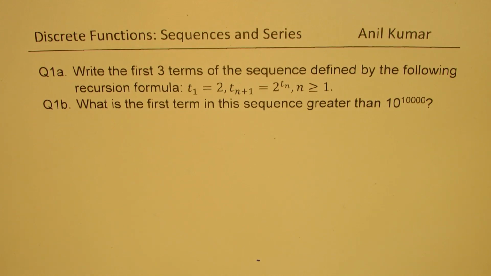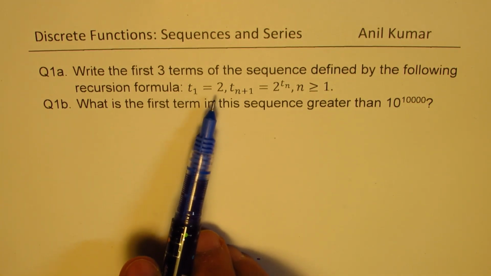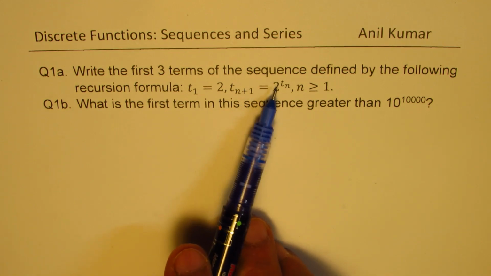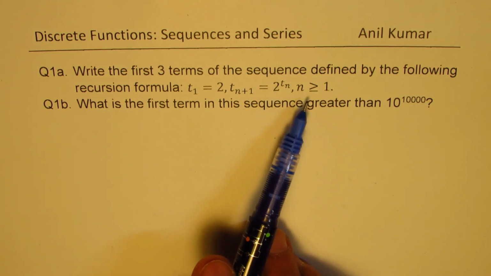Here is a very interesting question based on sequences. This type of question has been asked in many test papers, including IIT JEE. Question number 1 is, write the first three terms of the sequence defined by the following recursion formula. T1 equals 2, Tn plus 1 equals 2 to the power of Tn, where n is greater than or equal to 1.